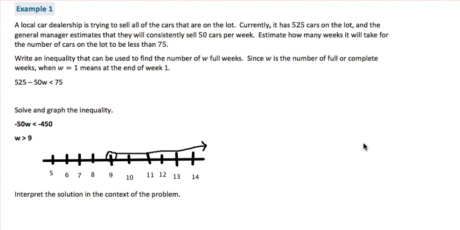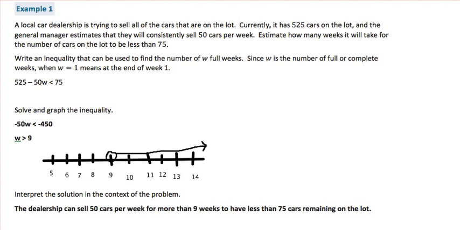Interpreting the solution, we can say the dealership can sell 50 cars per week for more than 9 weeks to have less than 75 cars remaining on the lot. And we need to make sure that when we are answering these questions that we are specific in our answers, not just a number.